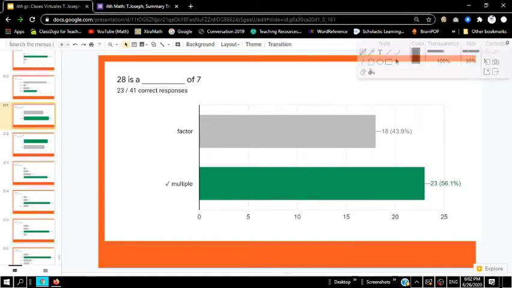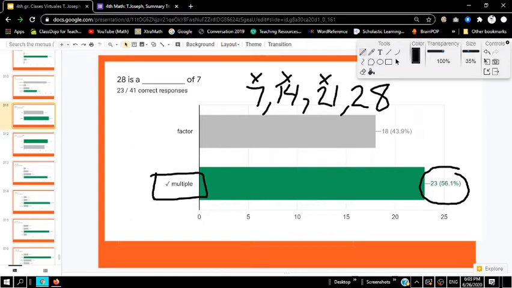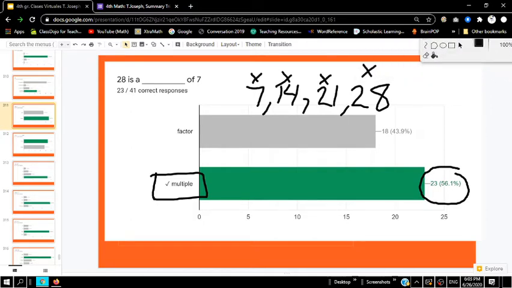Now this problem was a little bit more difficult. You can see that 56% of students got that correct. Okay, that's a little bit more than half. We know that 28 is a multiple of 7. Okay, because 7, 14, 21, 28, these are all multiples, right? 7, 14, 21. These are multiples, okay?